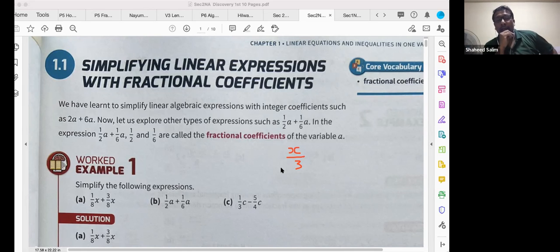Inshira and Zahira, coefficient means the number in front. So now I give you this number x/3. What is the coefficient? Come on. No one? Asan, cannot? Here, come on, you can do it. Shafika, don't look around. I see you looking.